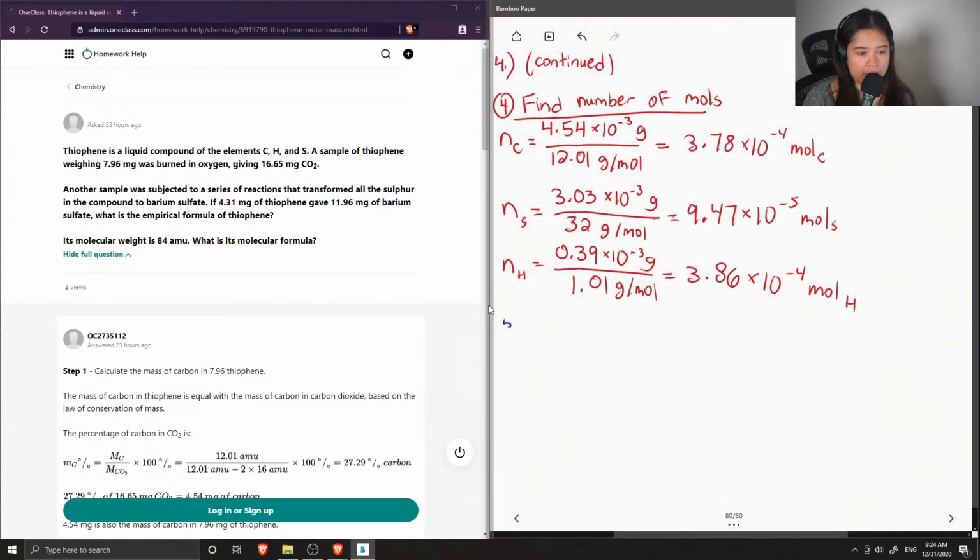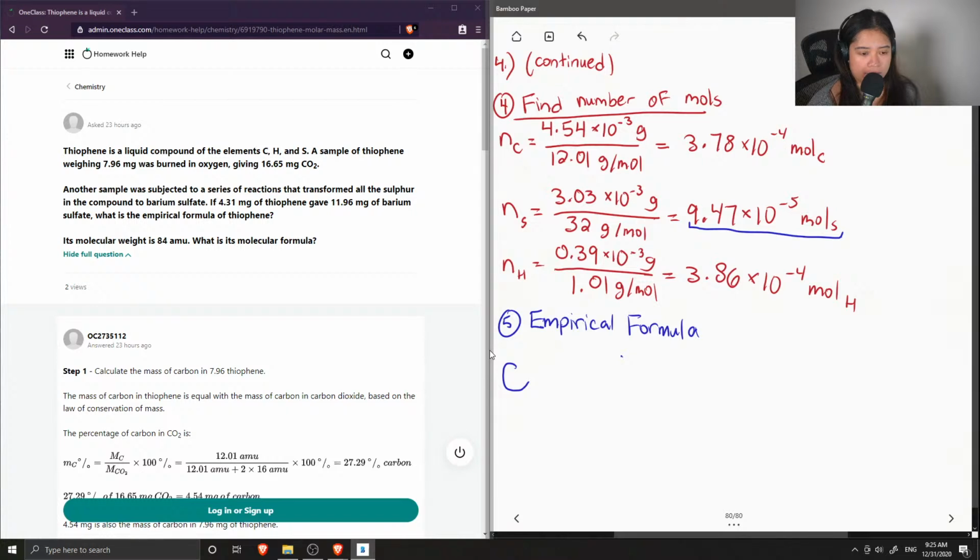So now step 5 is to find the empirical formula. And to do that, I'm going to write down all the atoms and then divide by the lowest number of moles. So this number of moles for sulfur is the lowest out of the 3.